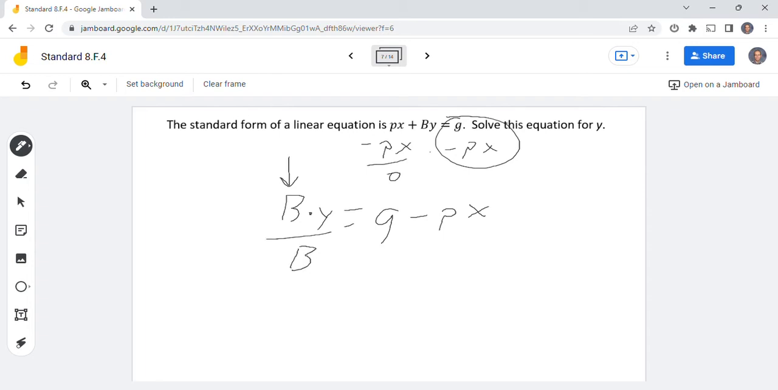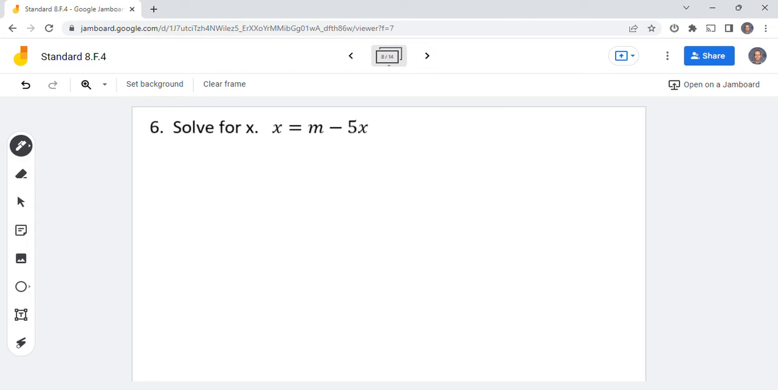On the right-hand side, we need to make sure we divide everything. So we get g minus px over b. And we're finished. We can't simplify this any further. Nothing is like terms to combine, and we don't know what that division ends up being. The next question, we're solving for x.